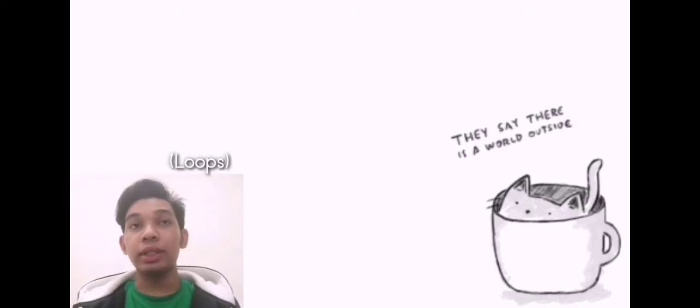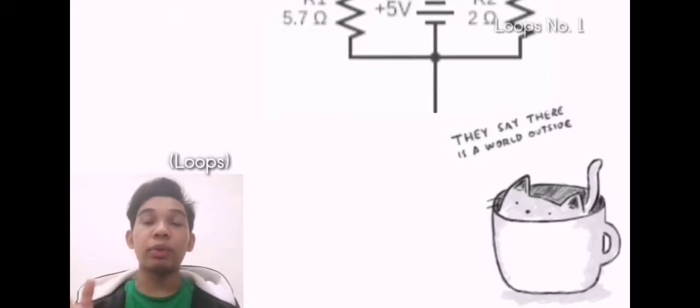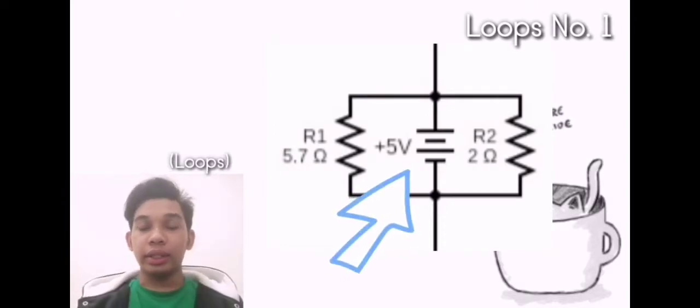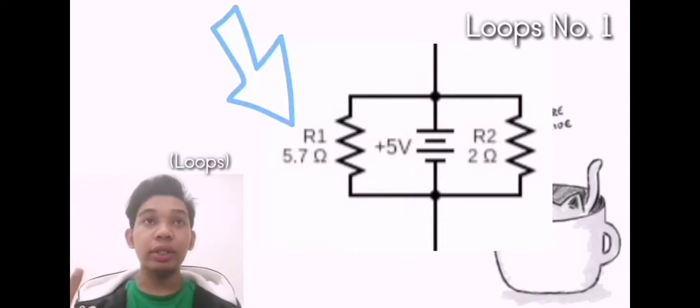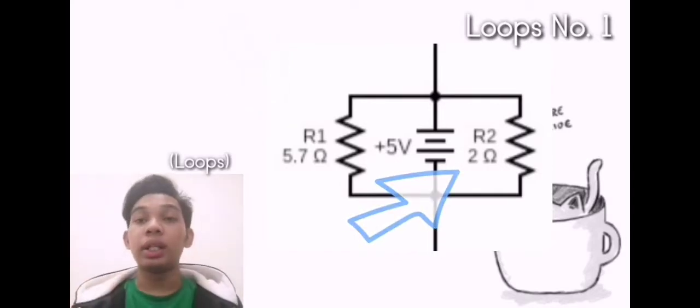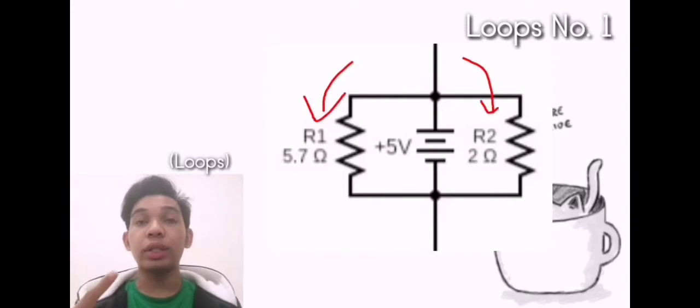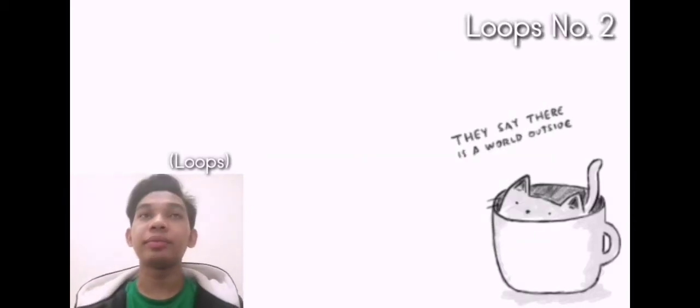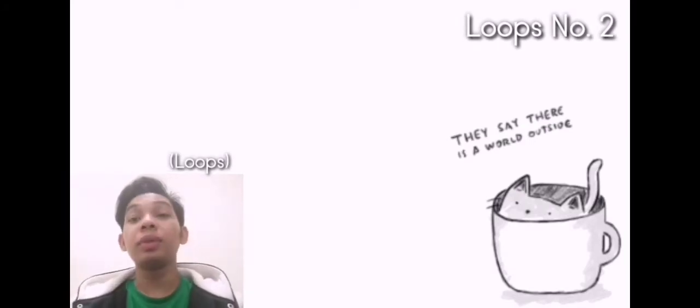For the formation of the loops in this circuit, first of all we have loop number 1 that contains a battery with 5 volt and 2 resistors, R1 5.7 ohm and R2 with 2 ohm. This R1 and R2 will be connected to each other in parallel. Next, for loop number 2.